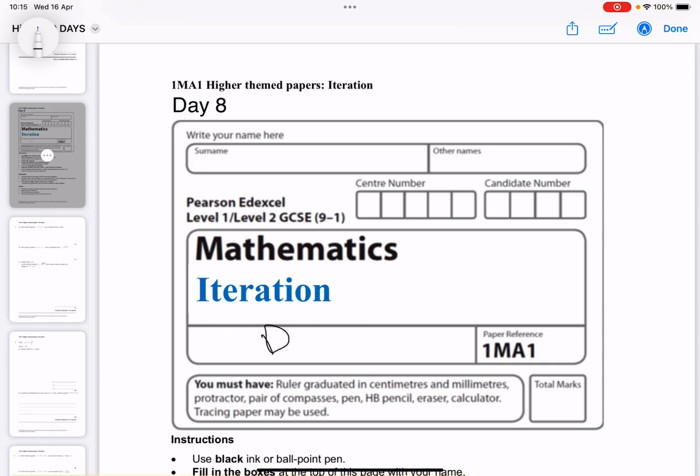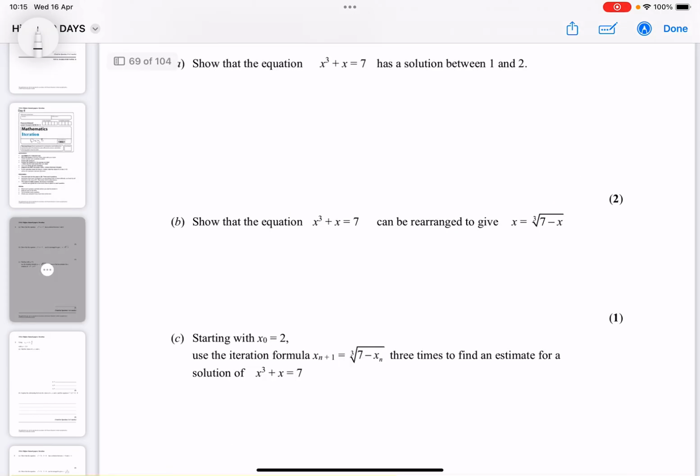Iteration, day 8. Right, calculator question. Seems to be pretty standard now, so good use of calculator. There are 3 parts to this, and the first question shows us those 3 parts. Part A, show that the equation x cubed plus x equals 7 has a solution between 1 and 2. So this is pure substitution.